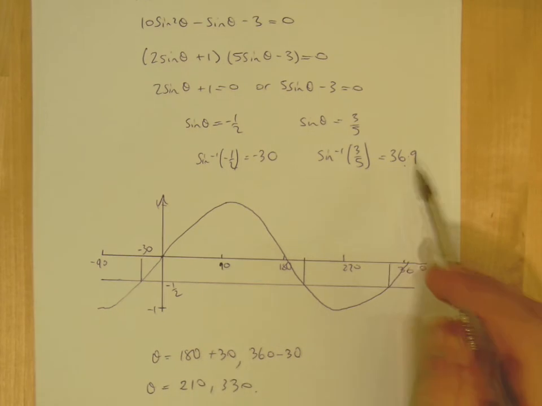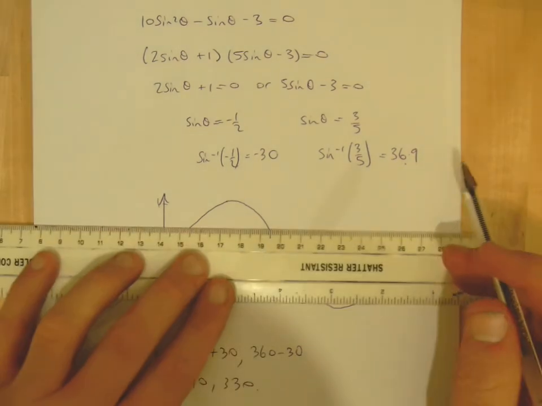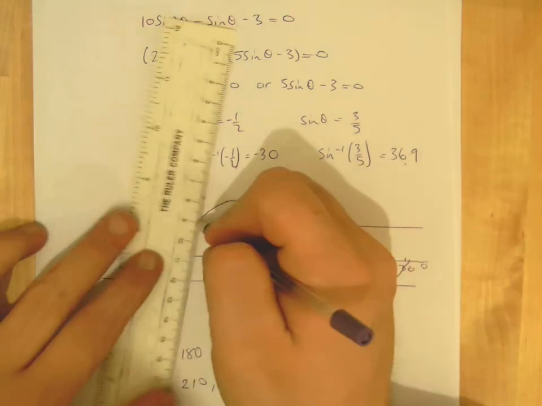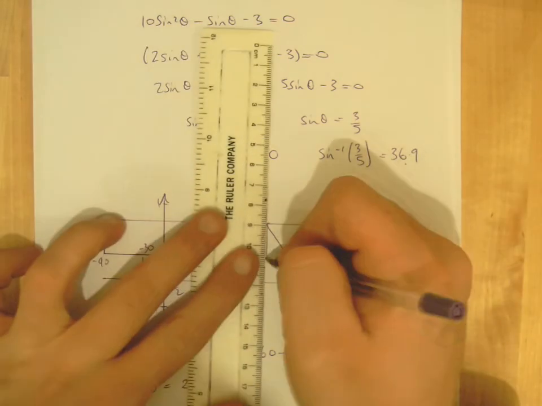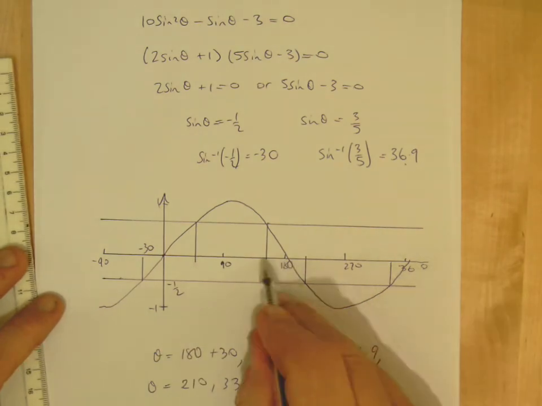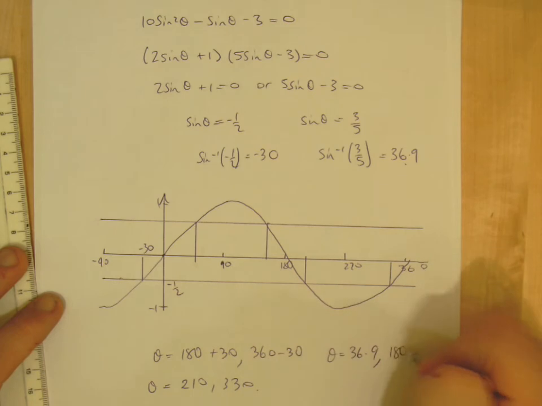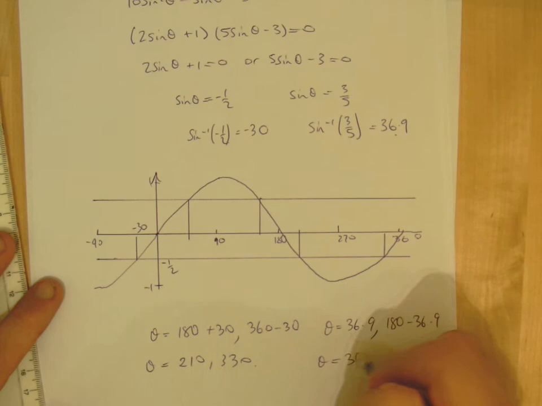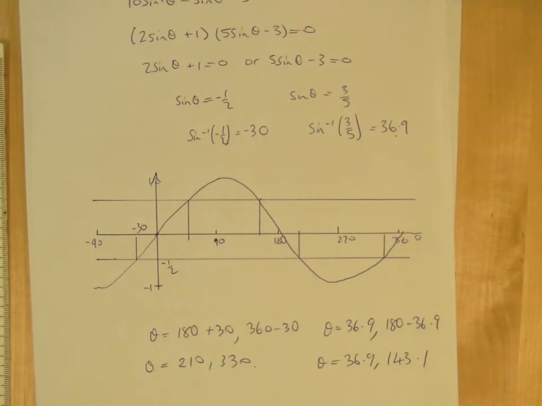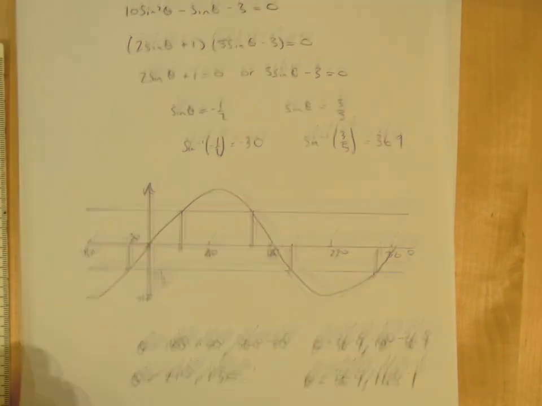And then the other solution there, 3/5, which is about here, say for instance. So you get your two results there, 36.9, and then that will be 180 minus 36.9. So theta will be 36.9, or that will be 143.1. Those are your solutions for part A.